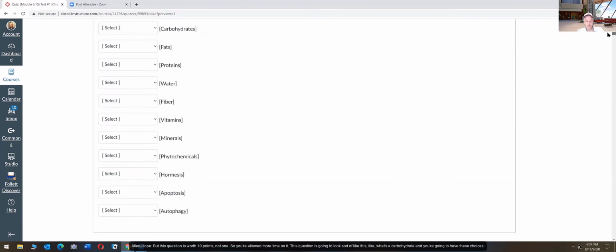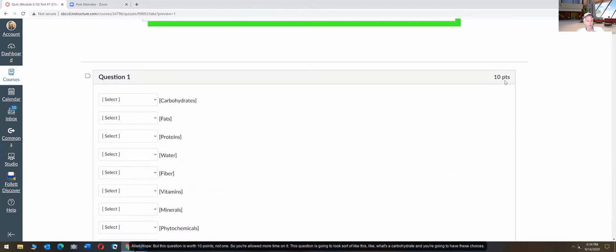It may be a little bit different, but this question is worth 10 points, not 1, so you're allowed more time on it. This question is going to look sort of like this, like what's a carbohydrate? And you're going to have these choices. Plant, not a food group. Well, it is a food group. They're unhealthy? No. It causes you to gain weight. You could argue that a little bit, but that's not the answer. Very low in vitamins, no, or fatty acids. Remember, a carbohydrate, we've been over this before, it's plant material. So you'll select plant material.